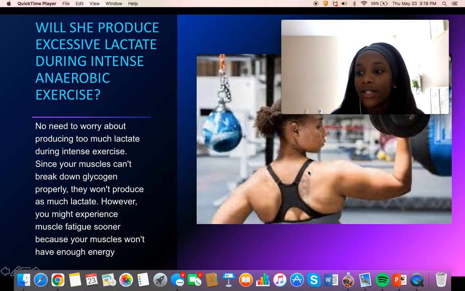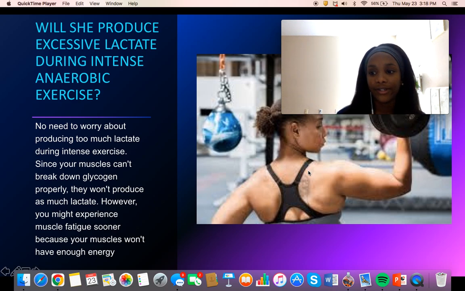Without functional glycogen phosphorylase, muscles can't efficiently break down glycogen into glucose 6-phosphate, which limits the substrate available for glycolysis and consequently reduces lactate production. However, muscle fatigue may occur more quickly due to the lack of readily available energy.